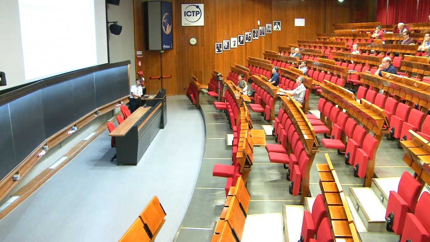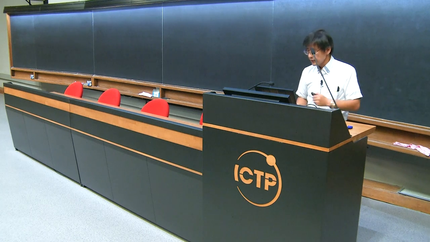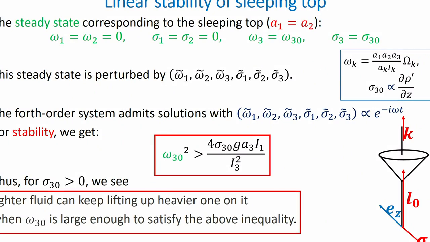Then, as you may well know, stability of a sleeping top is obtained by the following criterion, by rotating faster than this critical speed. The sleeping top is stabilized. But if friction slows the rotation and the rotating speed is smaller than this critical value, then the top just stops its rotating motion.